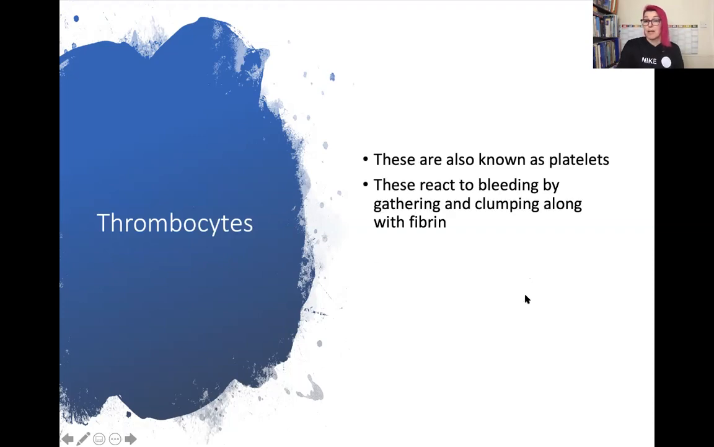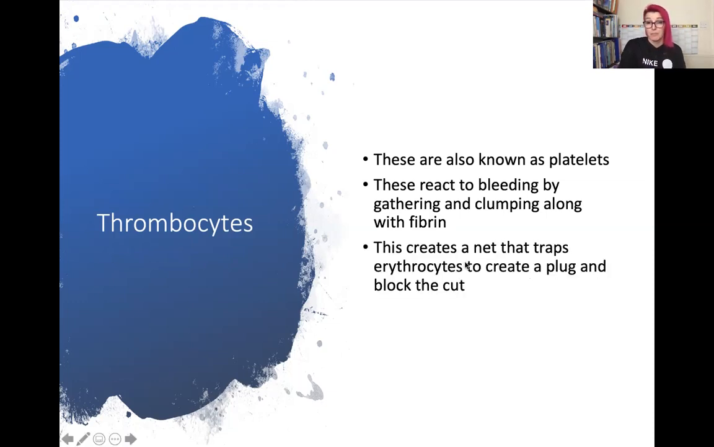Thrombocytes, these are known as platelets. They react to bleeding by gathering and clumping along with fibrin. So if we cut ourselves, the thrombocytes are going to clump so that we don't bleed, and so our wound heals. So basically that's what they are. Their job to do is to stop us bleeding. It creates a net that traps the red blood cells to create a plug and block the cut. So that's thrombocytes.